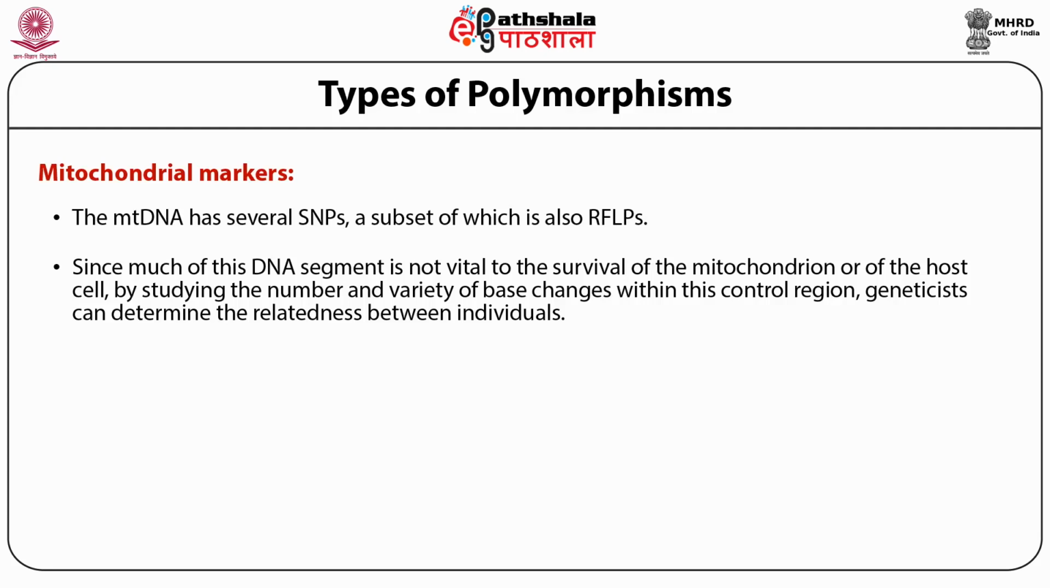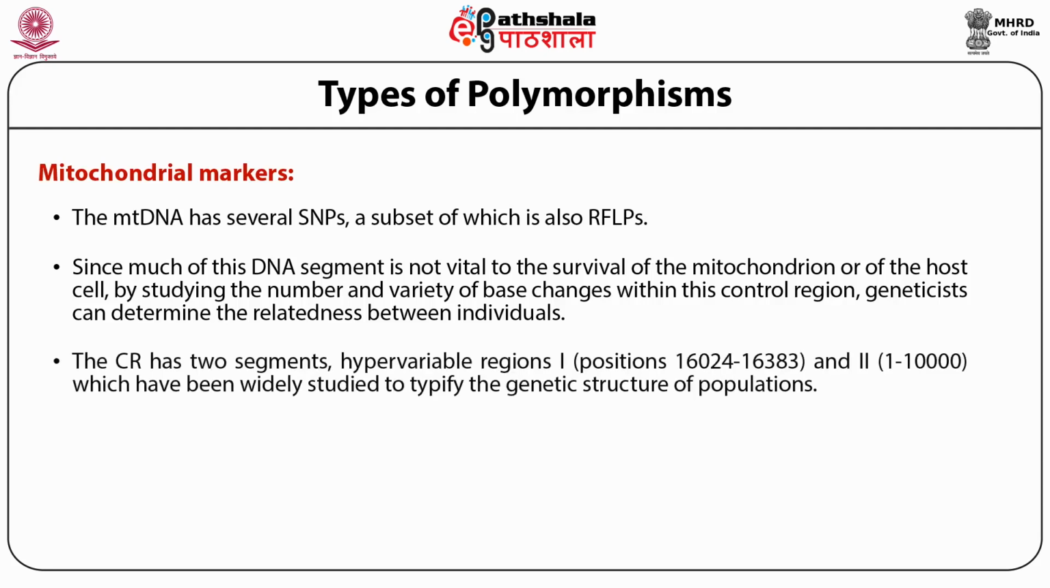The control region has two segments, that is hypervariable regions. One, positions 16,024 to 16,383, and second, 1 to 10,000, which have been widely studied to typify the genetic structure of populations.